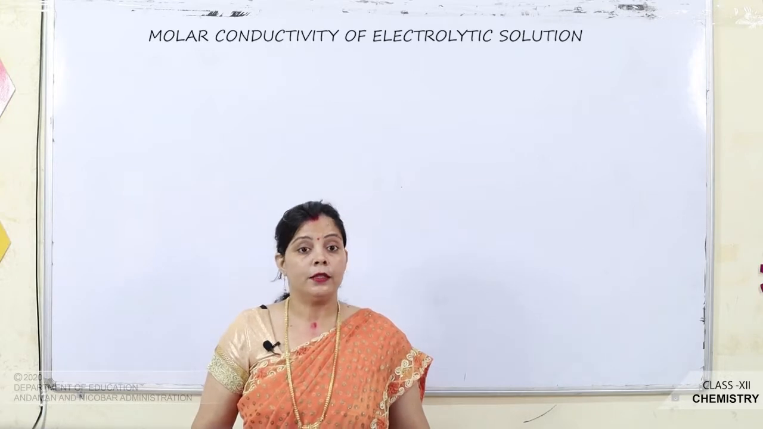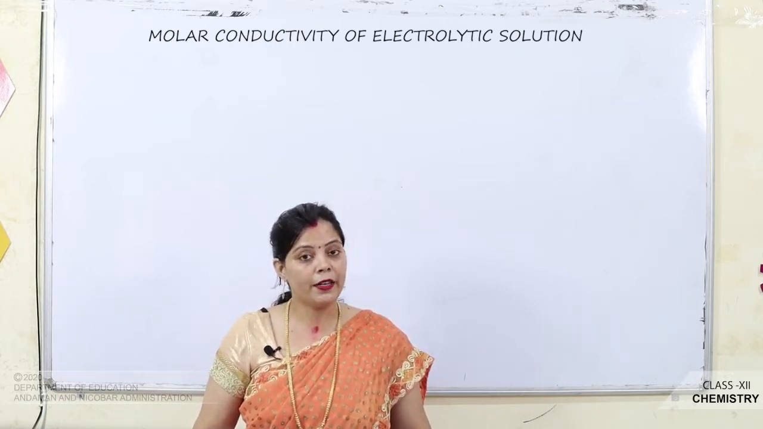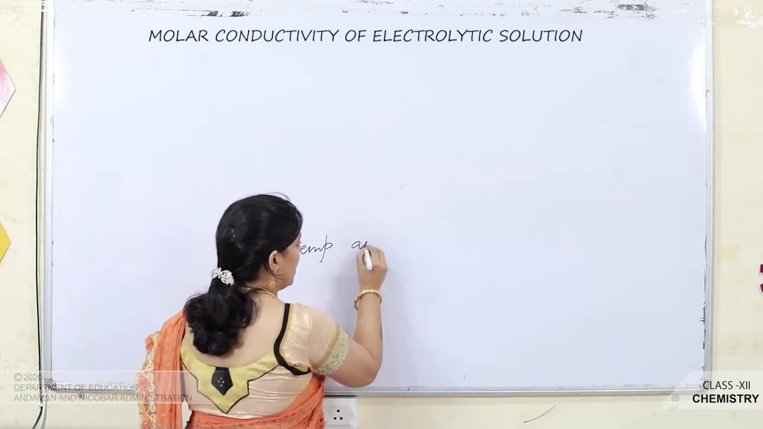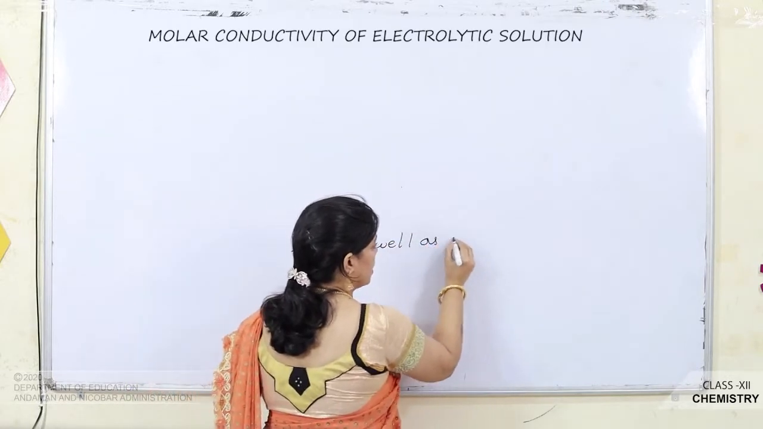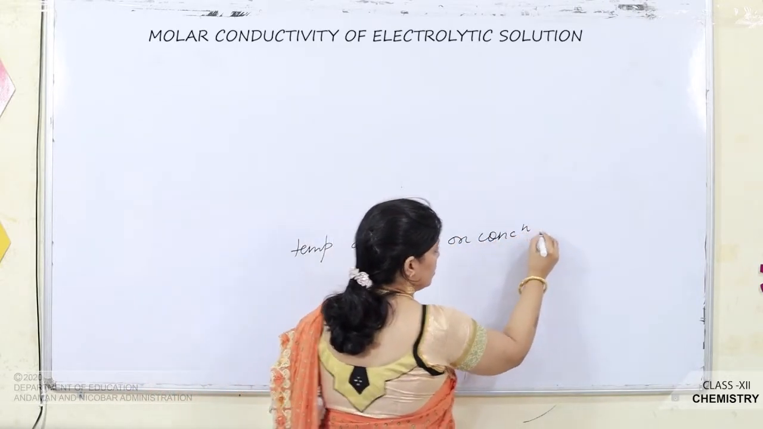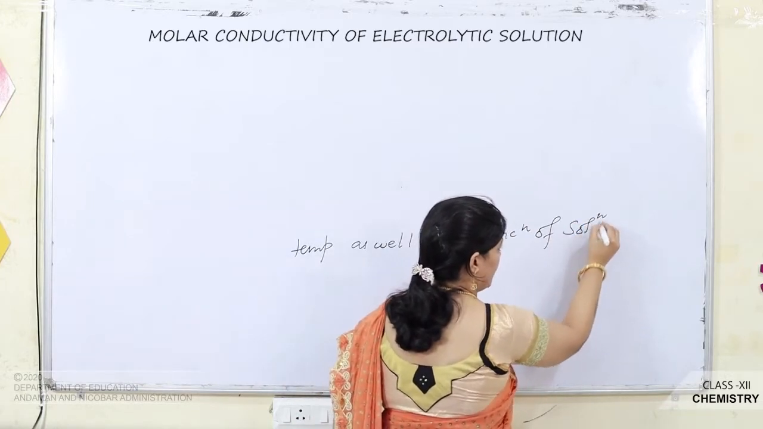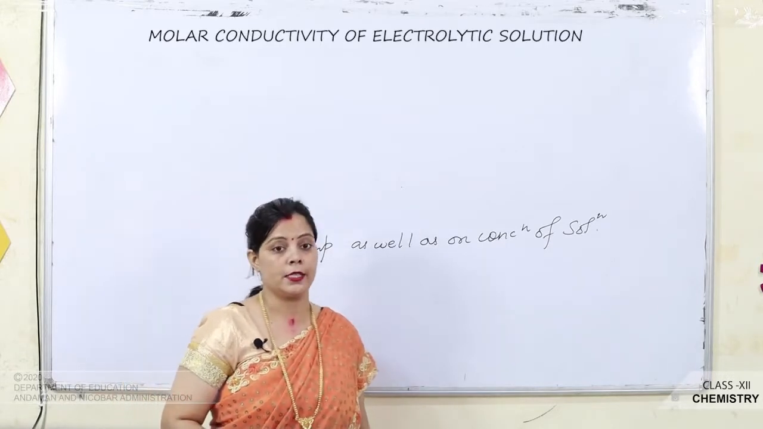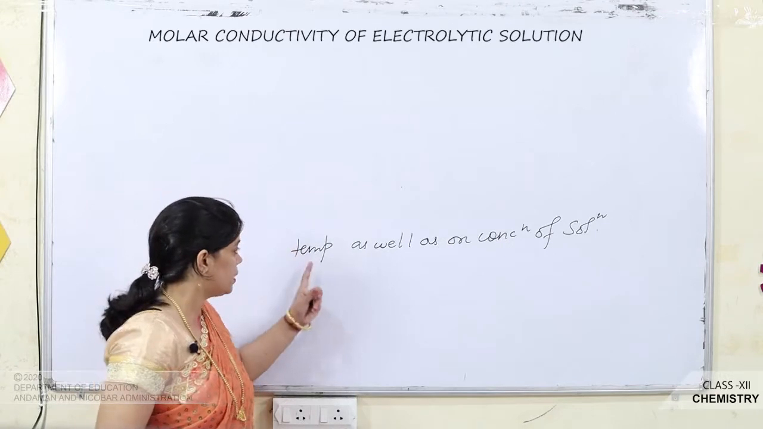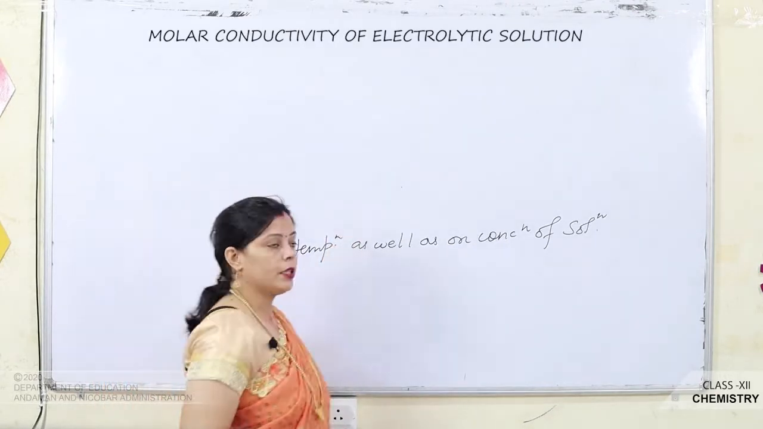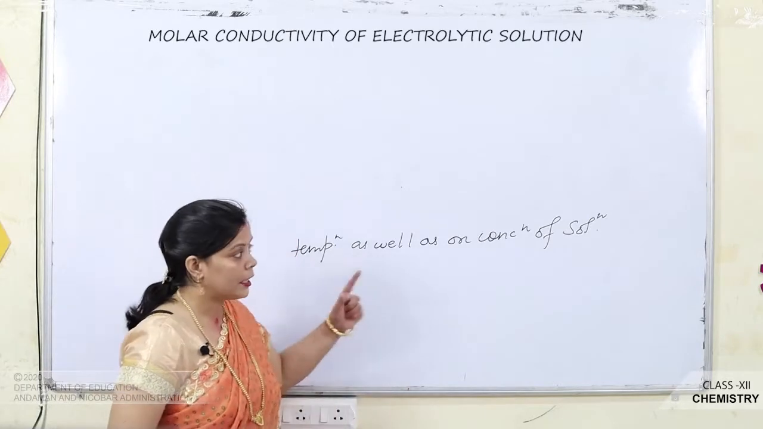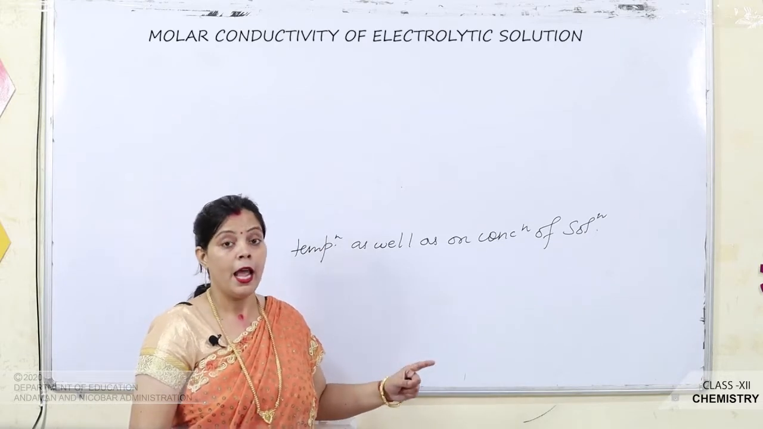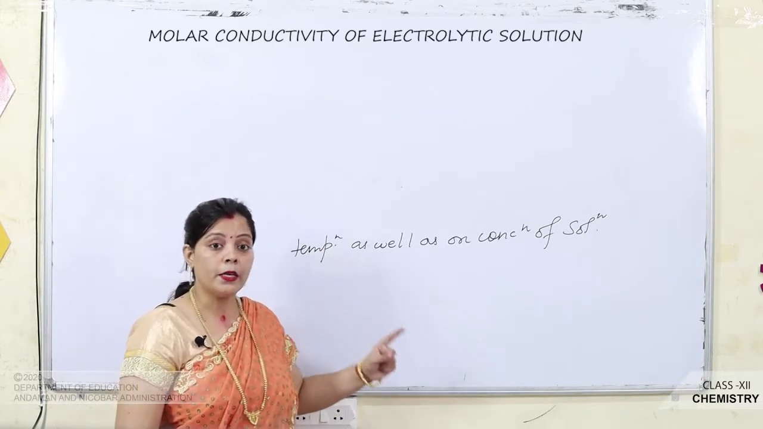In the case of the electrolytic solutions, the conductivity depends on the temperature as well as on the concentration of the solution. The conductivity is due to the movement of ions, and the electrolytic conductivity depends on the temperature as well as on the concentration of the solution, because the conductivity in the case of electrolytic solutions is due to the presence of ions.